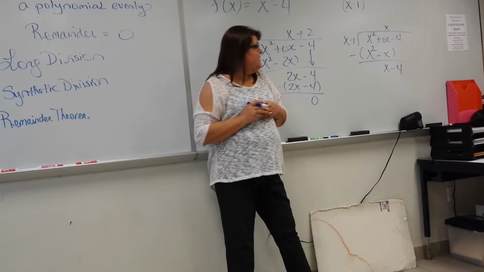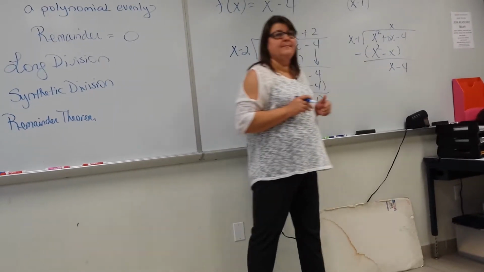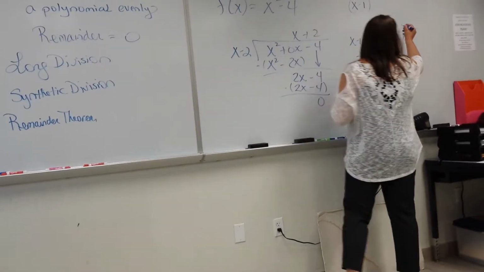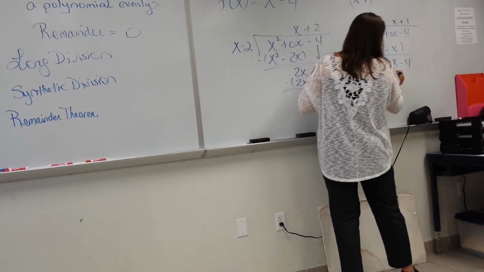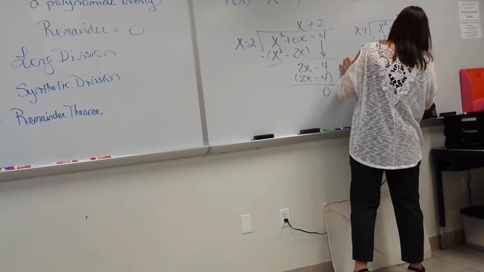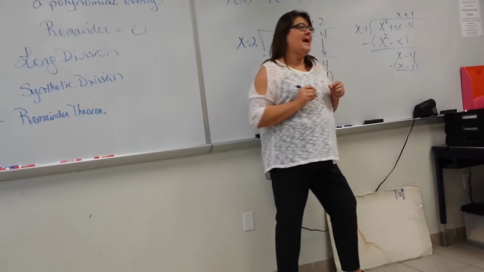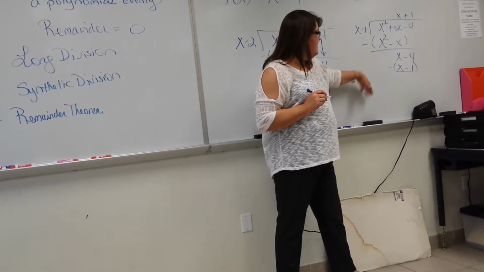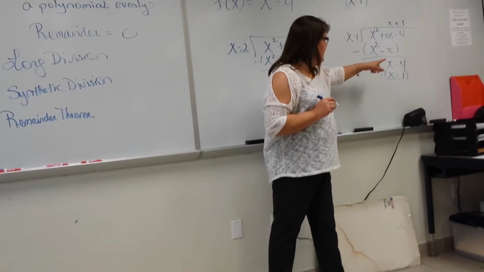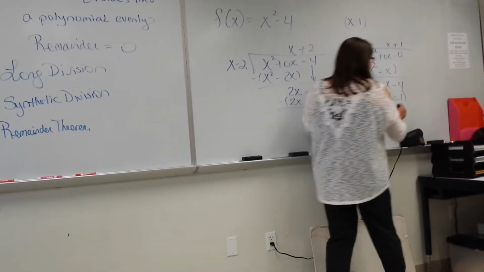And then how many times does x go into x? Once. Plus 1, right? Positive 1. So I have x minus 1, and if I subtract it down, what do I have left? I have x minus x is 0, and then negative 4 plus that would be negative 3.